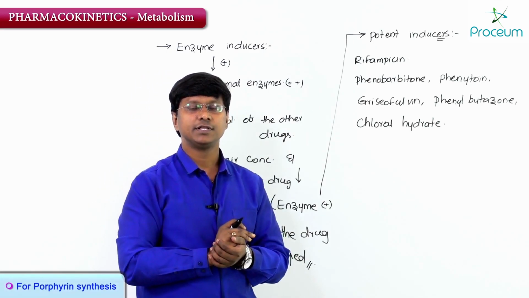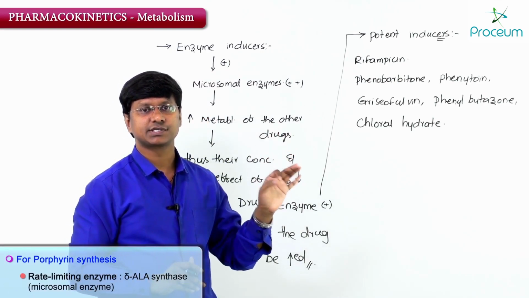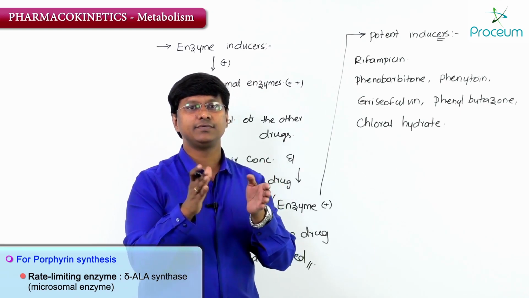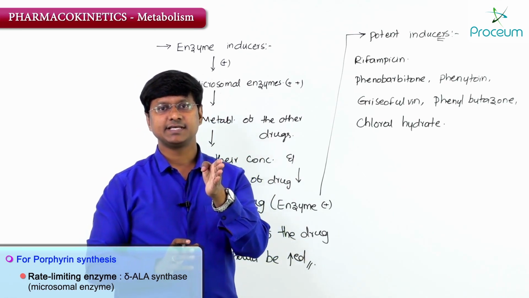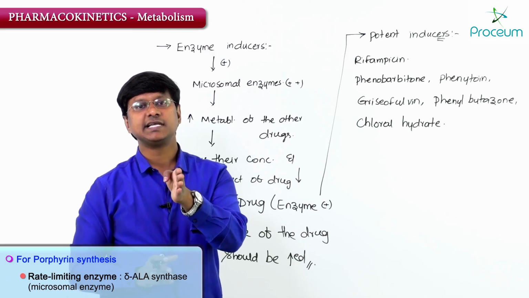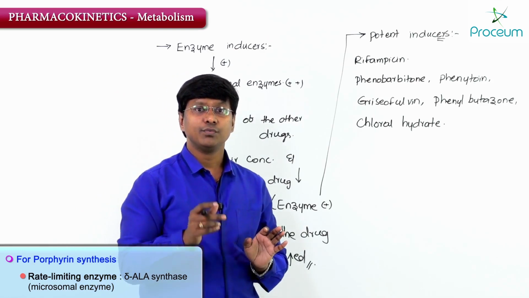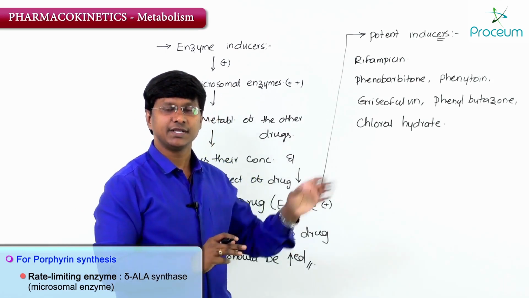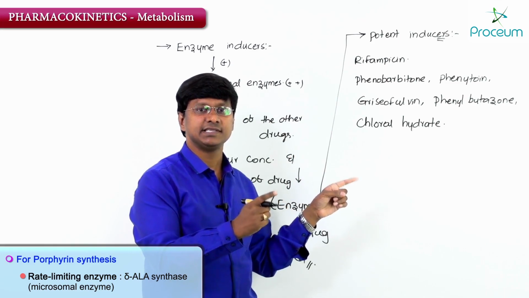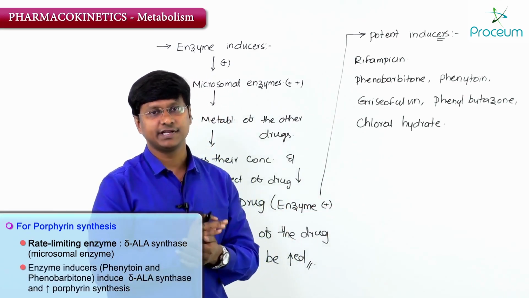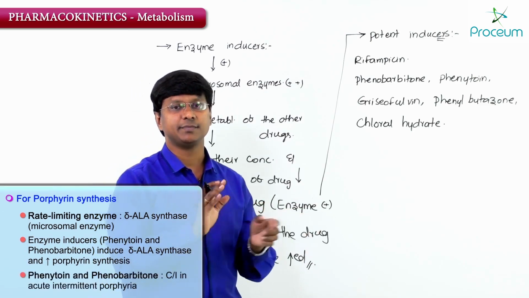Remember, in the case of porphyrin synthesis, the rate limiting enzyme is delta amino levulinic acid synthase, and that is a microsomal enzyme. Now when you are giving enzyme inducers like phenytoin or phenobarbital, they will induce that particular delta amino levulinic acid synthase and increase the porphyrin synthesis. Thus, these drugs are contraindicated in acute intermittent porphyria.